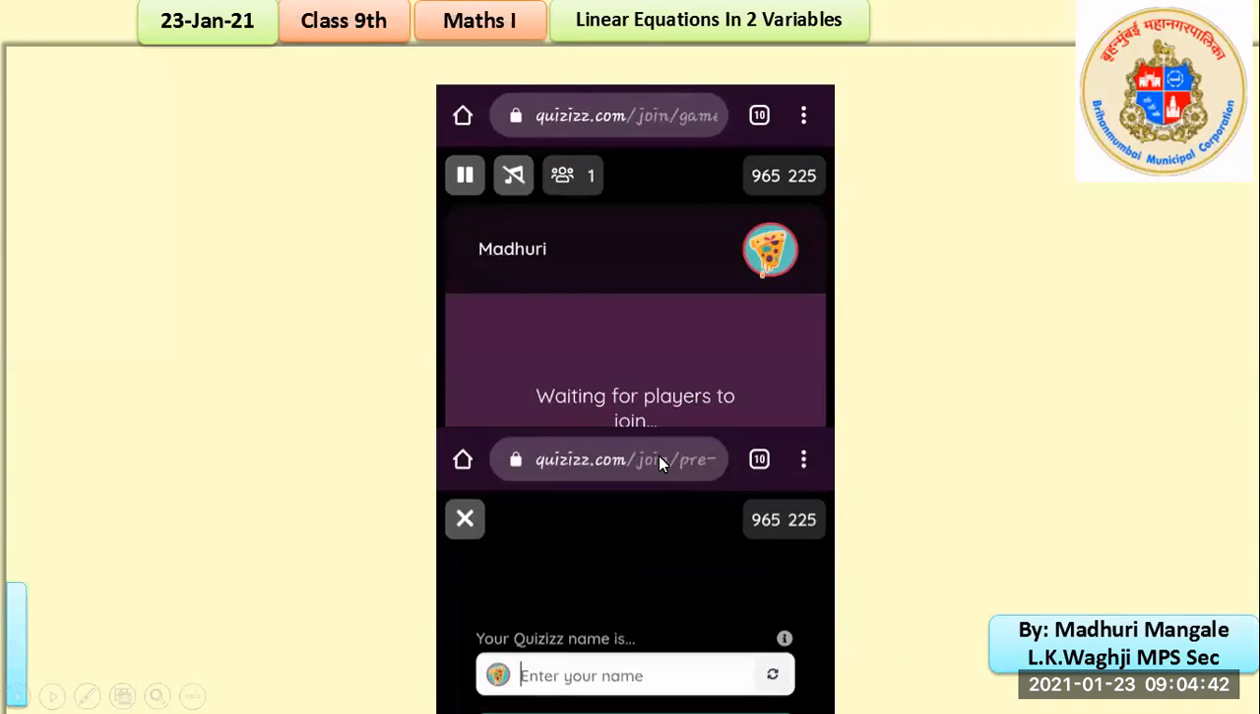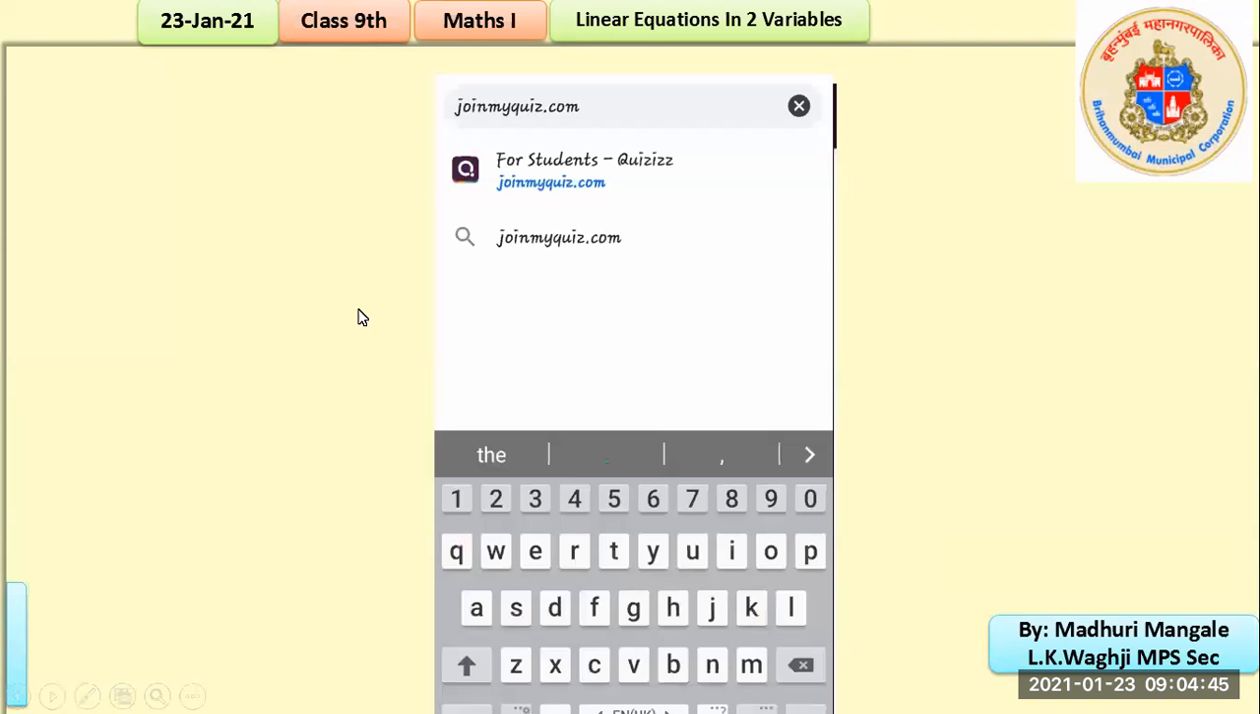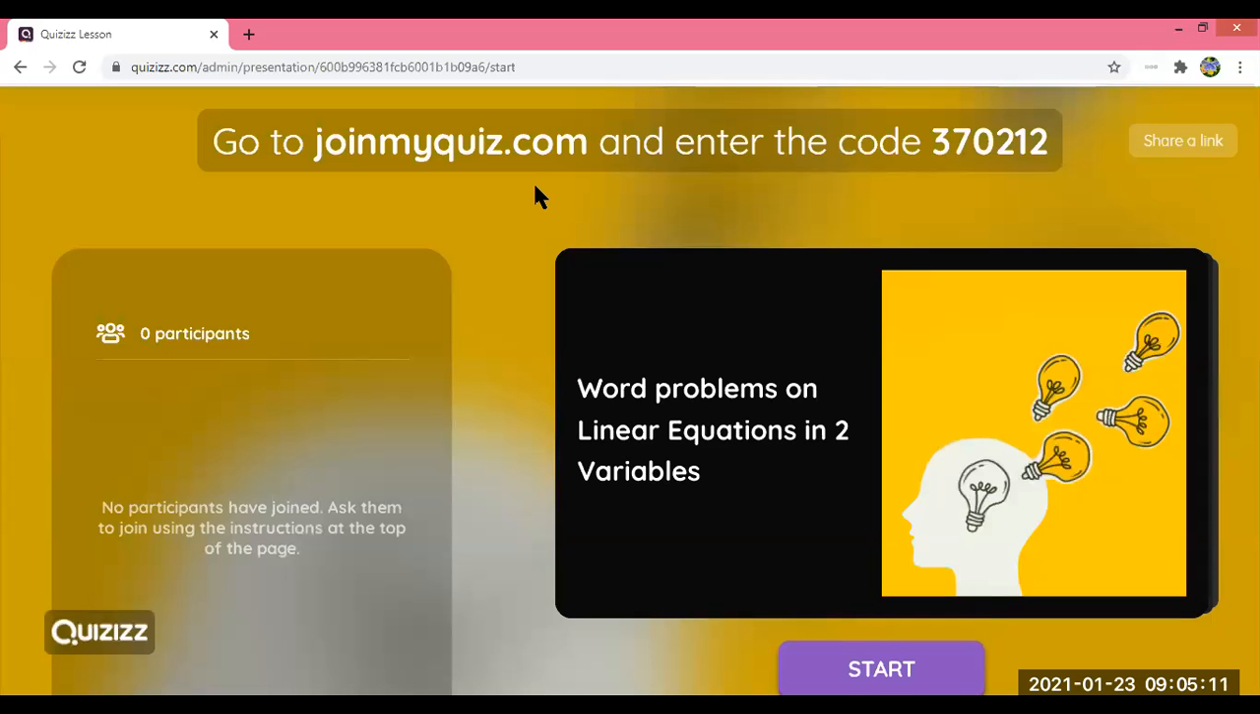Let me quickly generate the code. Till then, remember this, just try this out. Yes, so on the screen, you can see the code. It's 370212.